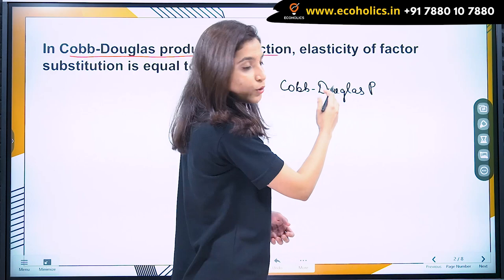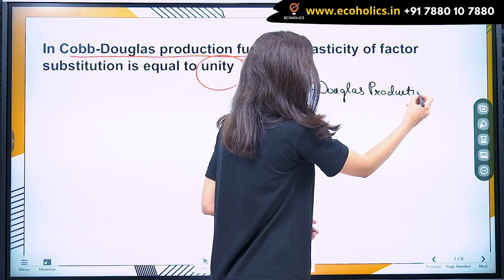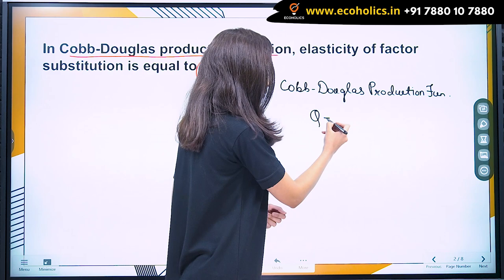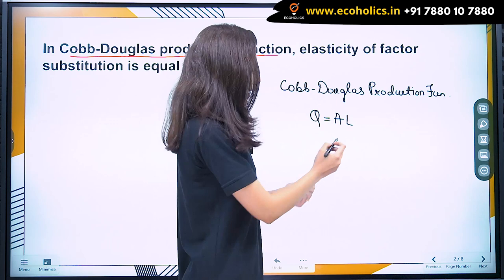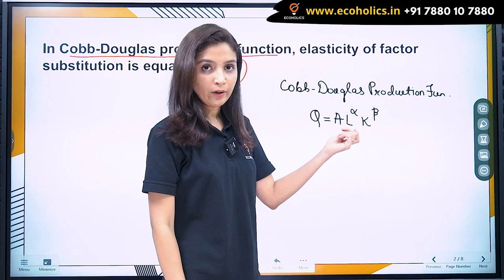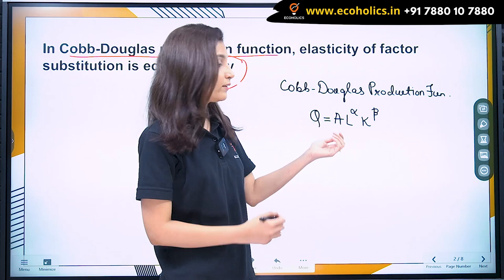Cobb-Douglas production function is mathematically represented as Q is equal to A L raised to alpha K raised to beta, where Q is our output, L is the quantity of labor employed, K is the quantity of capital employed, and we have our three constants, that is capital A, alpha and beta are our constants.